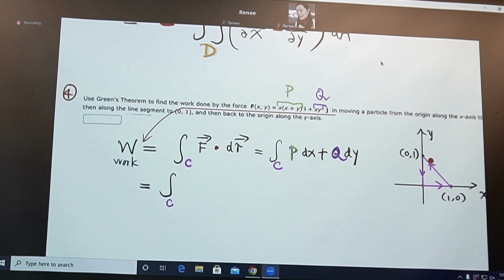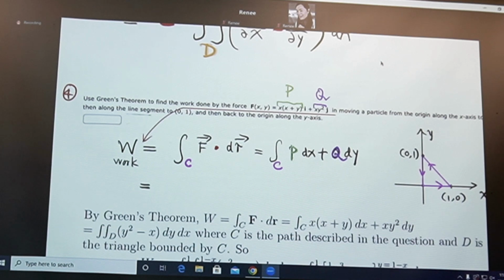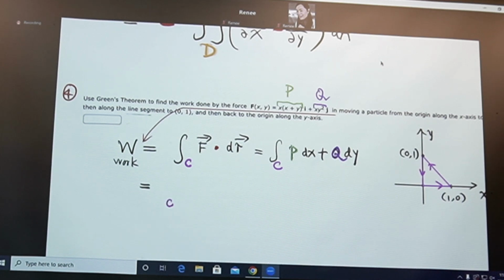So this curve C, is it positively oriented? Yes, it is. It's counterclockwise. And we know the P, we know the Q. Now we can just use Green's theorem to do it. So that will be the double integral over this region, called D, dA there.